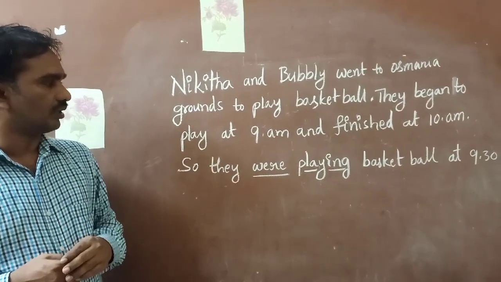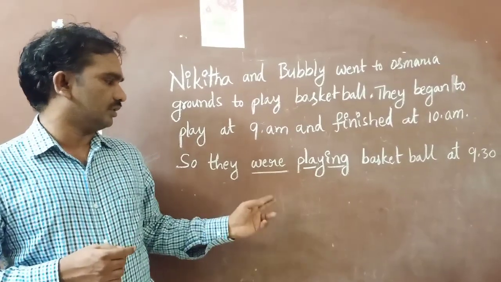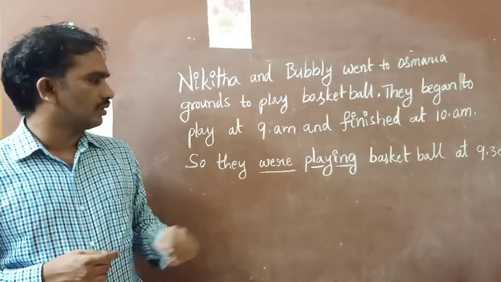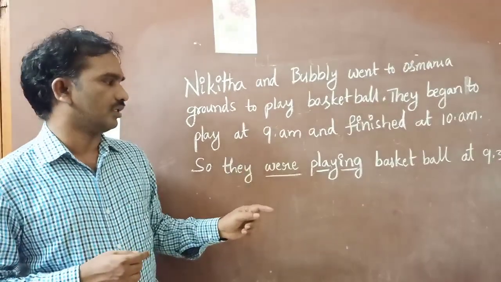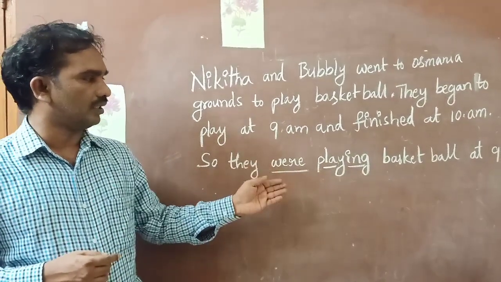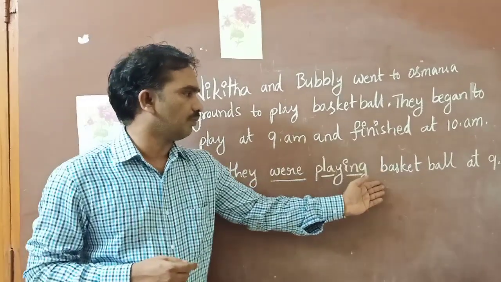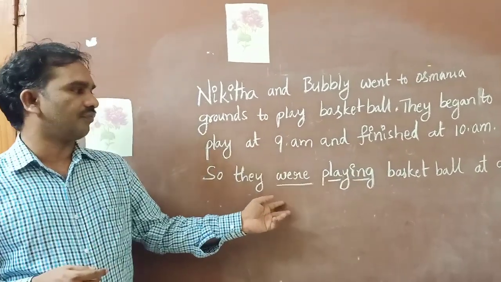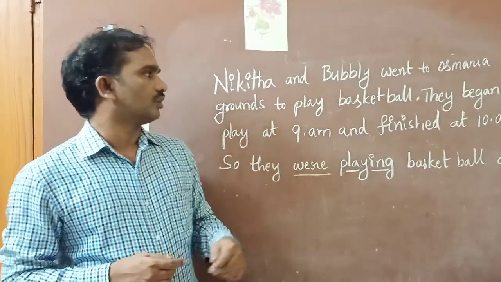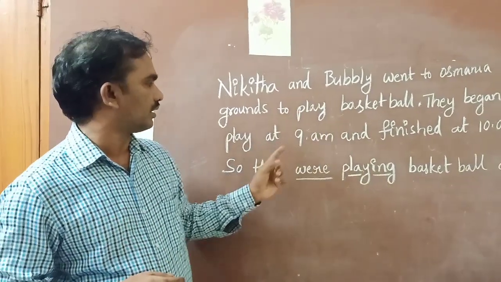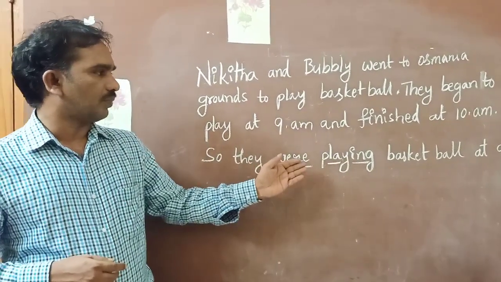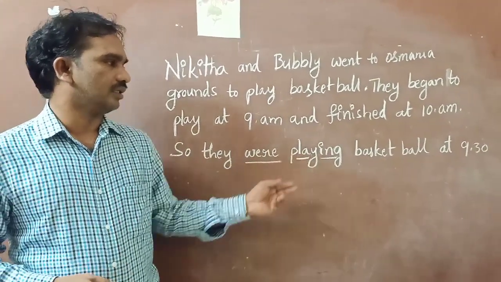If you look at this story, look at the underlined words. They were playing basketball at 9:30. What does it mean? At 9:30, the game was continuing. That means they were playing basketball. The game was in the middle. That means it was still going on. So when did they start? They started at 9 a.m. and finished at 10 a.m. So they were playing basketball at 9:30.